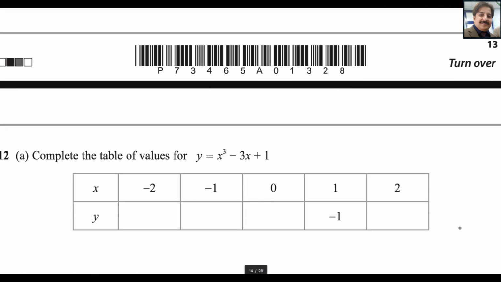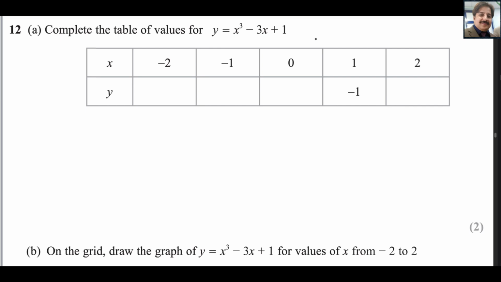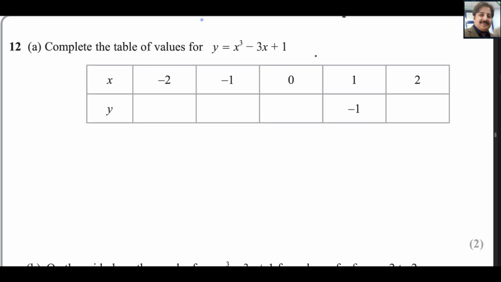Okay, question number 12. First part, complete the table of values for y equals x cubed minus 3x plus 1. Values of x are given, so you can easily find the values of y. Just replace x with negative 2 and get the value of y.